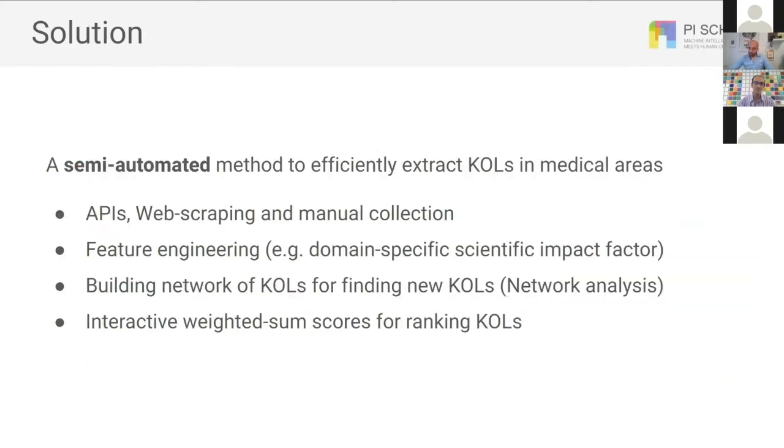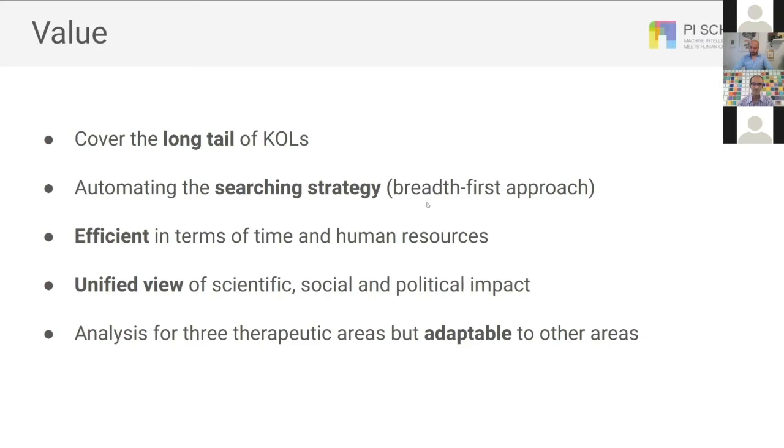The solution that we propose is a semi-automated method to efficiently extract KOLs in medical areas. We are using API and web scraping tools, and also some manual collection. Our most important work is to feature engineer, for instance, a domain-specific scientific impact factor. We're also building a network of KOLs for finding new KOLs, or also to figure out the number of connections a person has. To rank the KOLs, we are using a weighted sum from several aspects.